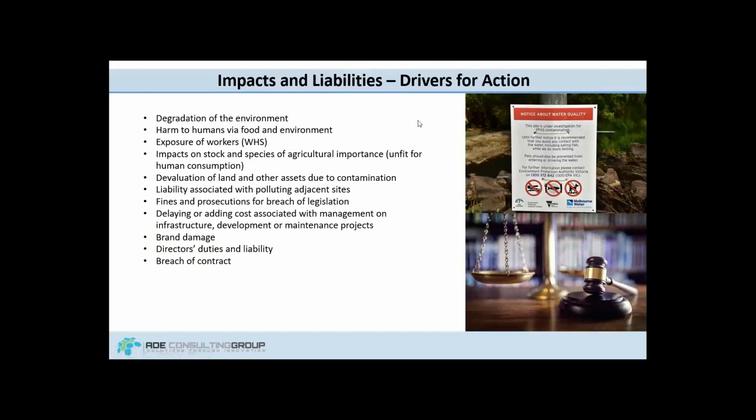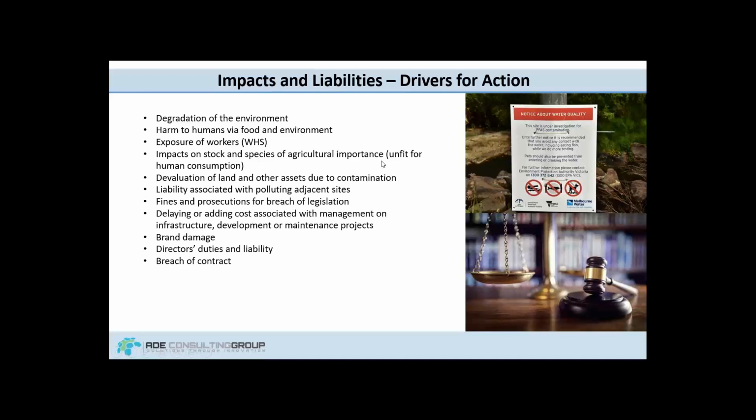So how do these risks manifest in real life, and what are the drivers for action? Here's a lovely photo taken not too far from where I live, at a river that's impacted by PFAS. Basically, there are the obvious endpoints such as degradation of the environment, which is a key driver for regulators. Harm to humans via food in the environment. So we've seen some fuss lately around PFAS in packaging and other ways, such as drinking water, that humans are exposed. Exposure to workers. So these can be people who are working on sites that are heavily contaminated, with exposure to dust. Impacts on stock and species of agricultural importance.